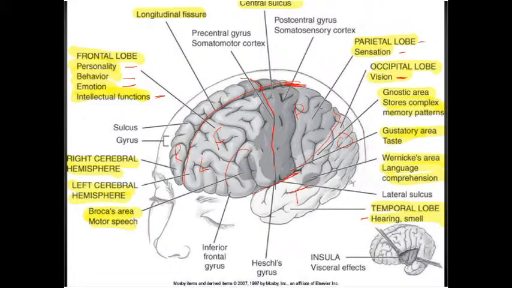Located in the frontal area is Broca's area, which controls motor speech. And then in the temporal area, we have Wernicke's area, which is language comprehension. Broca's area and Wernicke's area are something you want to keep in mind based on where abnormalities may exist.